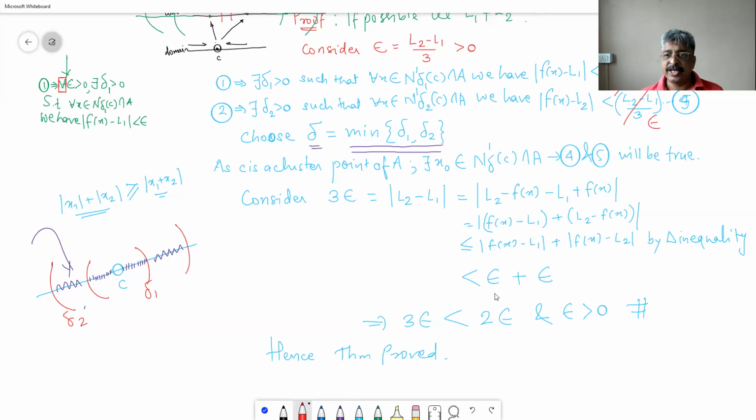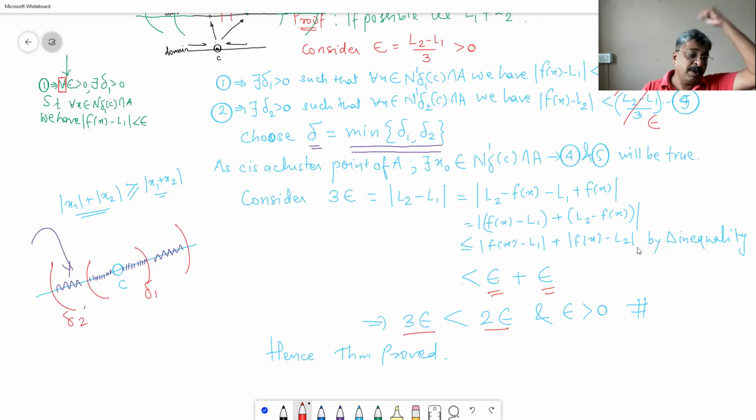And then it is very easy to substitute. This is epsilon substitution because this quantity is strictly less than epsilon. This quantity is strictly less than epsilon. Therefore, the summation of these two quantities is definitely going to be epsilon plus epsilon, which becomes 2 epsilon, and we started with 3 epsilon, and hence we made the contradiction.